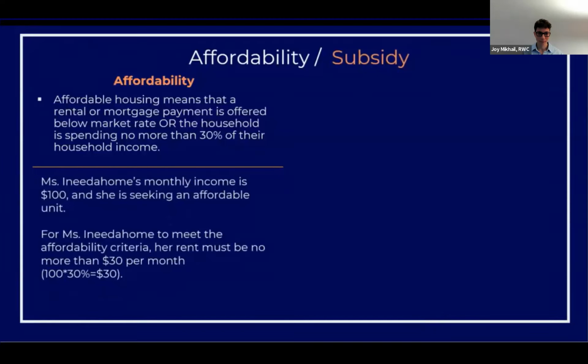And again, I'm using simple numbers for this scenario. Miss I Need A Home's monthly income is $100, and she is seeking an affordable unit. So for Miss I Need A Home to meet the affordability criteria, or in order for something to be affordable for her, her rent must not be more than $30 a month, because that is 30% of her income.